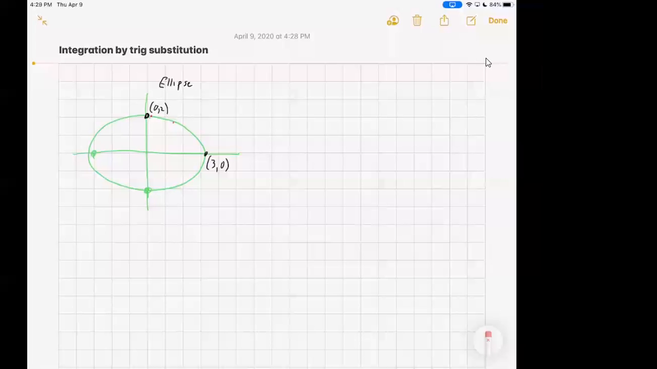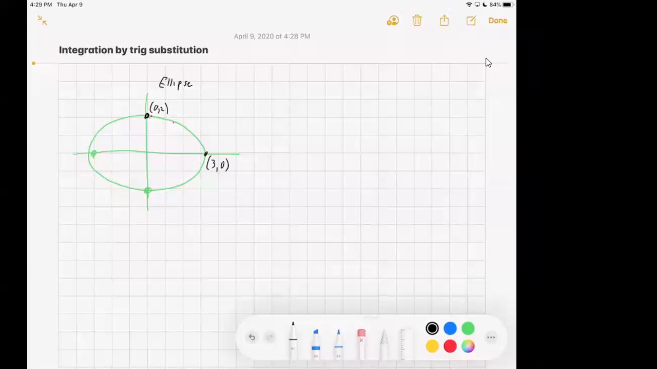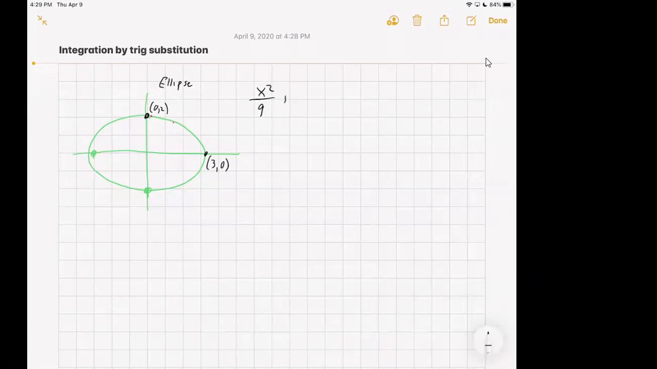Where this might be useful is if we wanted to find the area of an ellipse. If I'm looking at this ellipse, hopefully you remember, it has a major axis of 3, so we can say that's x squared over 3 squared, or 9. A minor axis of 2. It's centered on the origin, so y squared over 2 squared, or 4, must equal 1.